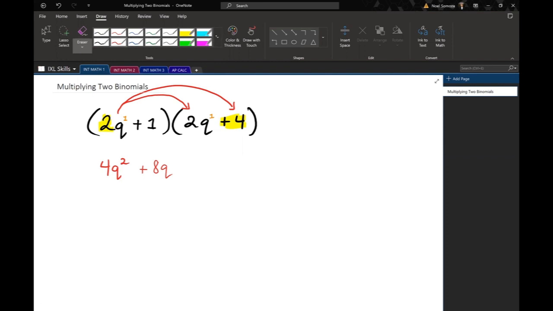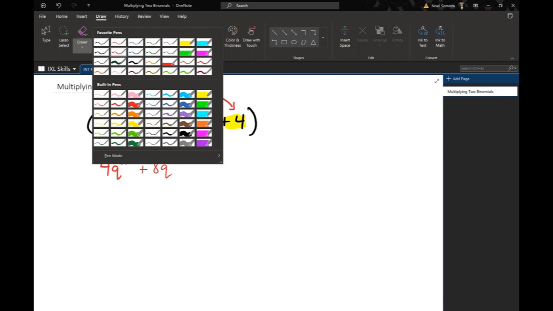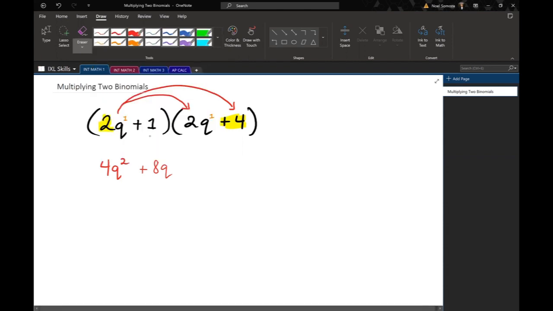Now we're going to distribute using the second term of the first binomial. So we have positive 1. We're going to multiply that times 2q. Well, 1 times 2 is just 2, but we also multiplied it times q to the first. So we get 2q. And then finally, 1 times 4 is just a positive 4. So what we end up with here is the expansion of 2q plus 1 times 2q plus 4.